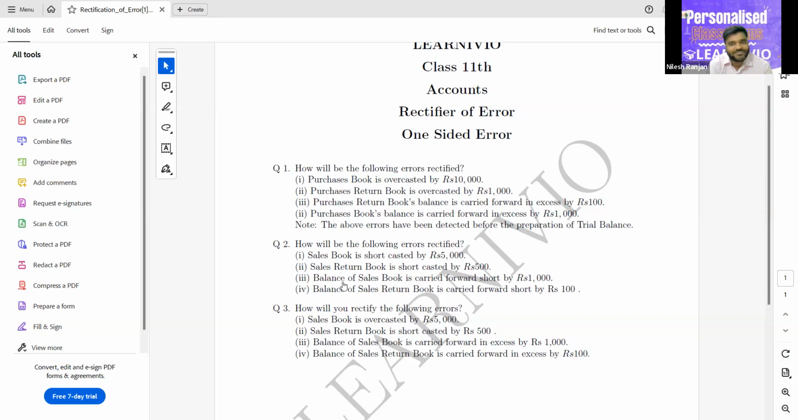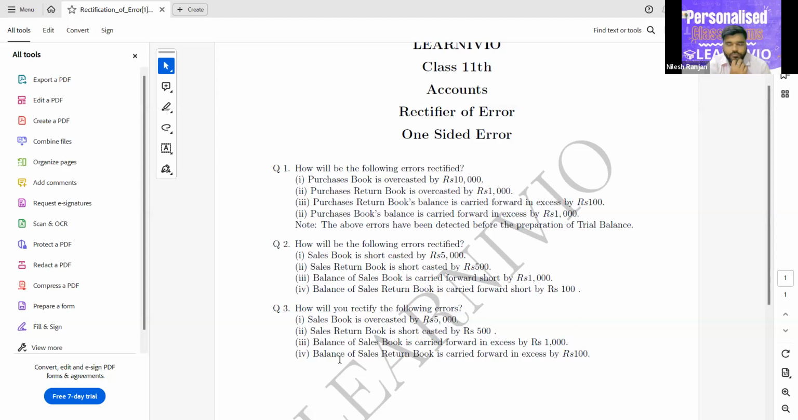By overcasting of purchase book, 10,000 on the credit side of purchase. Right. Then on the purchase return book, I wrote the same words, but on the debit. Overcasting of purchase returns book, 1,000 on the debit side of purchase returns. So first of all, tell me, in purchase return book, items are written on which side? On the credit side. Okay.